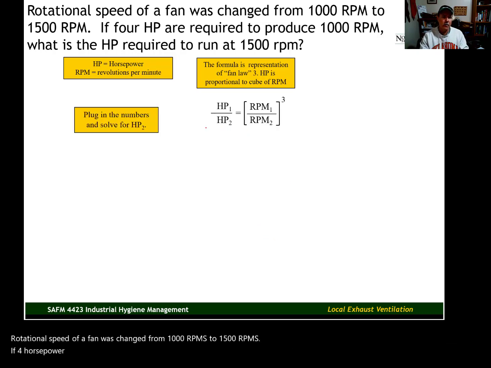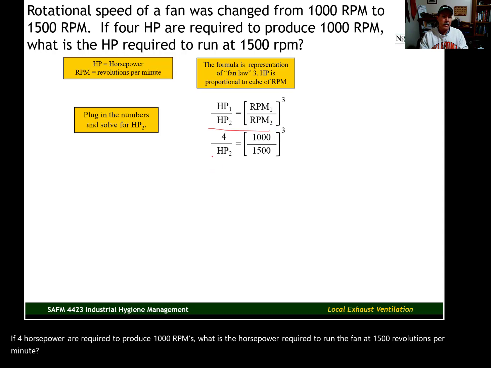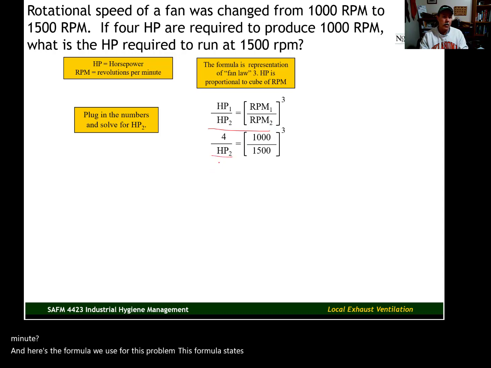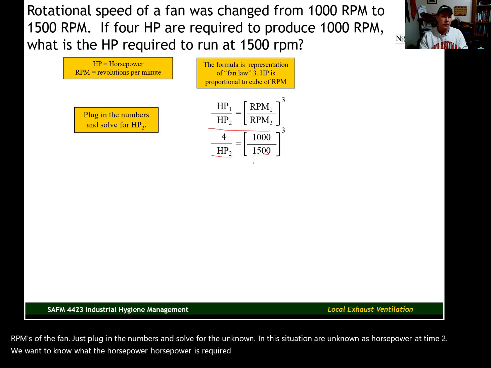And here's the formula we use for this problem. This formula states the relationship between horsepower of the fan motor and RPMs of the fan. Just plug in the numbers and solve for the unknown. In this situation, our unknown is horsepower at time 2. We want to know what horsepower is required to generate 1,500 revolutions per minute.